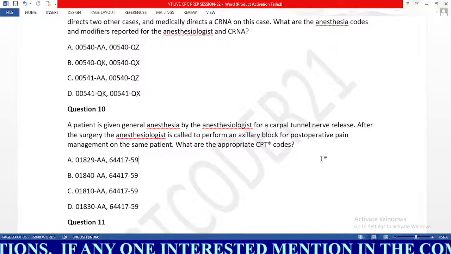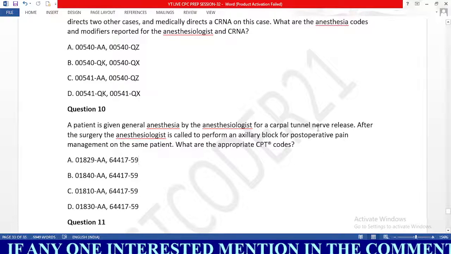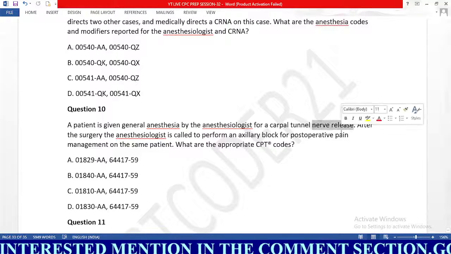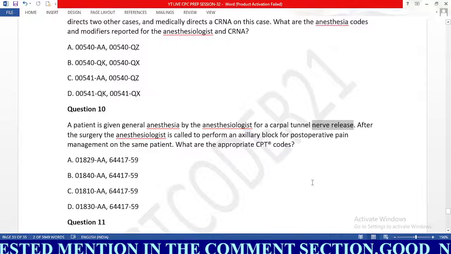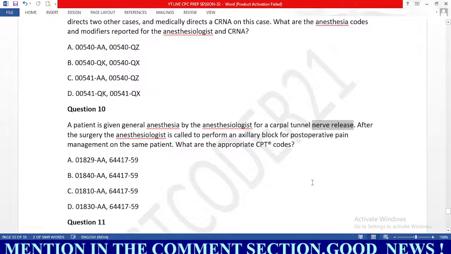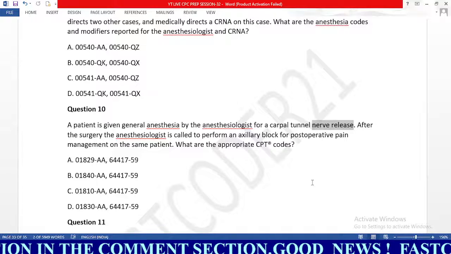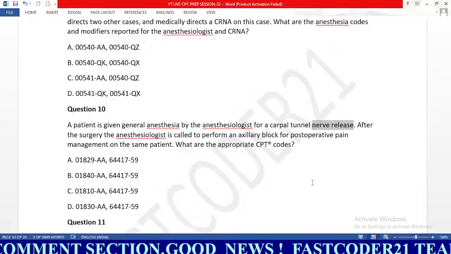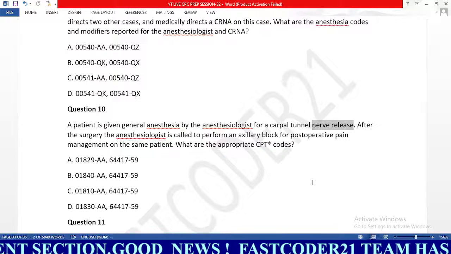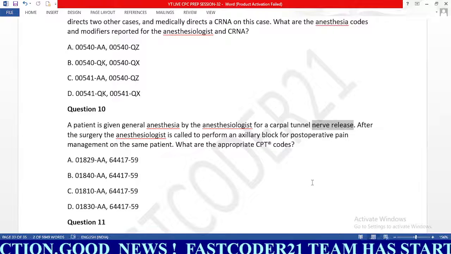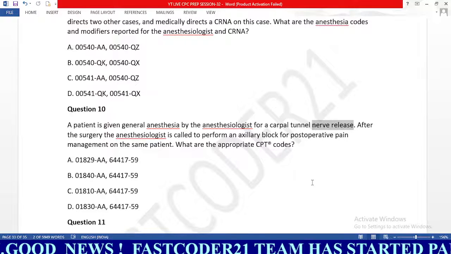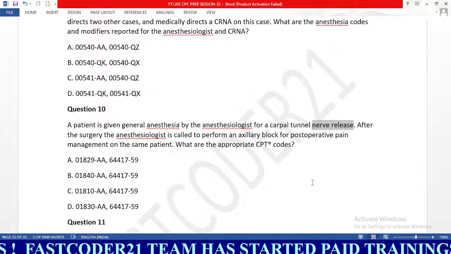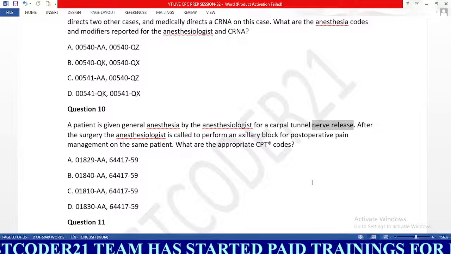As physician or anesthesiologist provided anesthesia for nerve release. Otherwise, you can call it as related to nerve. If you check the description of 01810, anesthesia for all procedures on nerves, muscles, tendons, fascia, and bursa, forearm, wrist, and hand. So as physician performed this anesthesia on nerve, we need to code 01810 AA 64417 and 59. So which is C. So here our answer is C. Try to remember that, Anita.